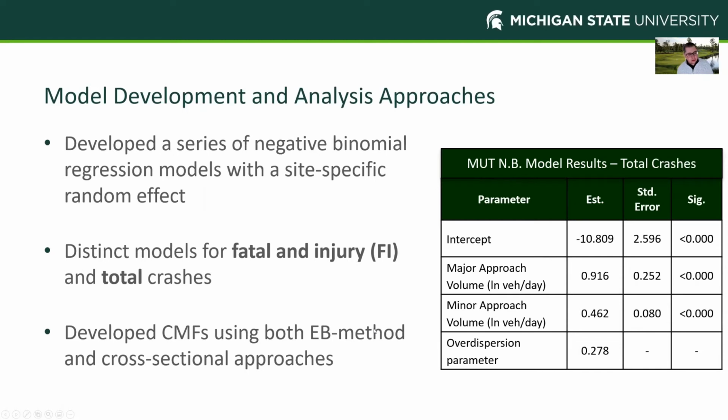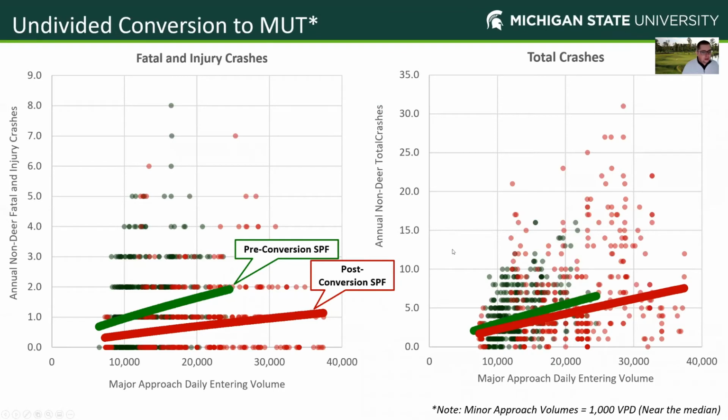And using these models, I developed CMFs using both the EB method and cross-sectional approaches, and I'll get into how those vary coming up here. Just to visualize quickly before we get into the results, this is for undivided conversions, and this would be using the cross-sectional approach. So fatal and injury crashes on the left, total crashes on the right, and you see the pre-conversion SPF here in green and post in red.